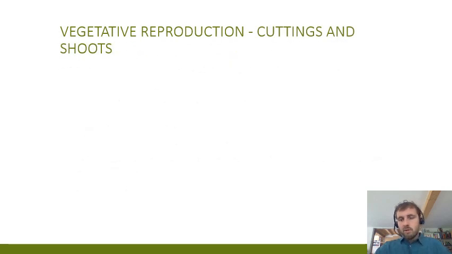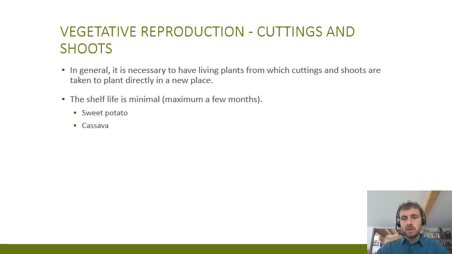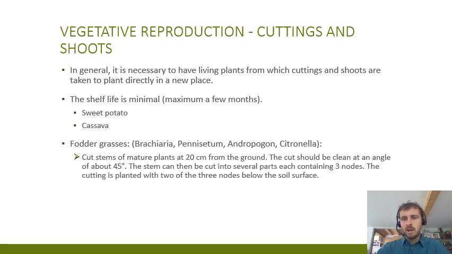So as I said, you have different ways to reproduce your plants vegetatively. First of all, you can use cuttings and shoot. So you need a living plant where you take the cuttings and the shoots and you can plant them where you want to plant your crops. For example, sweet potato, cassava. It is also this way that we reproduce a lot of different grasses. So the one we saw for push-pull system, Brachiaria and Pennisetum, for example, you can plant them using the shoots.